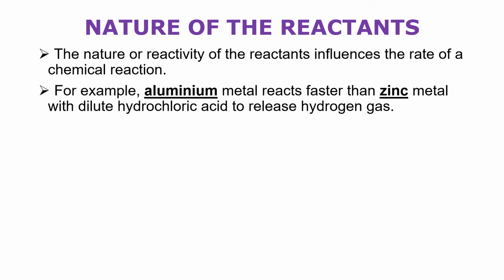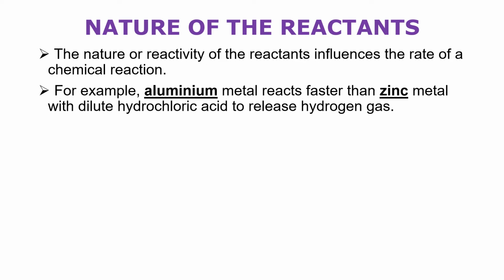For example, aluminum metal reacts faster than zinc metal with dilute hydrochloric acid to release hydrogen gas. Now, if you take two test tubes, say in one test tube you take aluminum metal and hydrochloric acid, and in the other test tube you take zinc metal and hydrochloric acid. In which test tube will the reaction take place faster? In the first one, because aluminum reacts faster with HCl, hydrochloric acid, whereas zinc reacts very slowly.